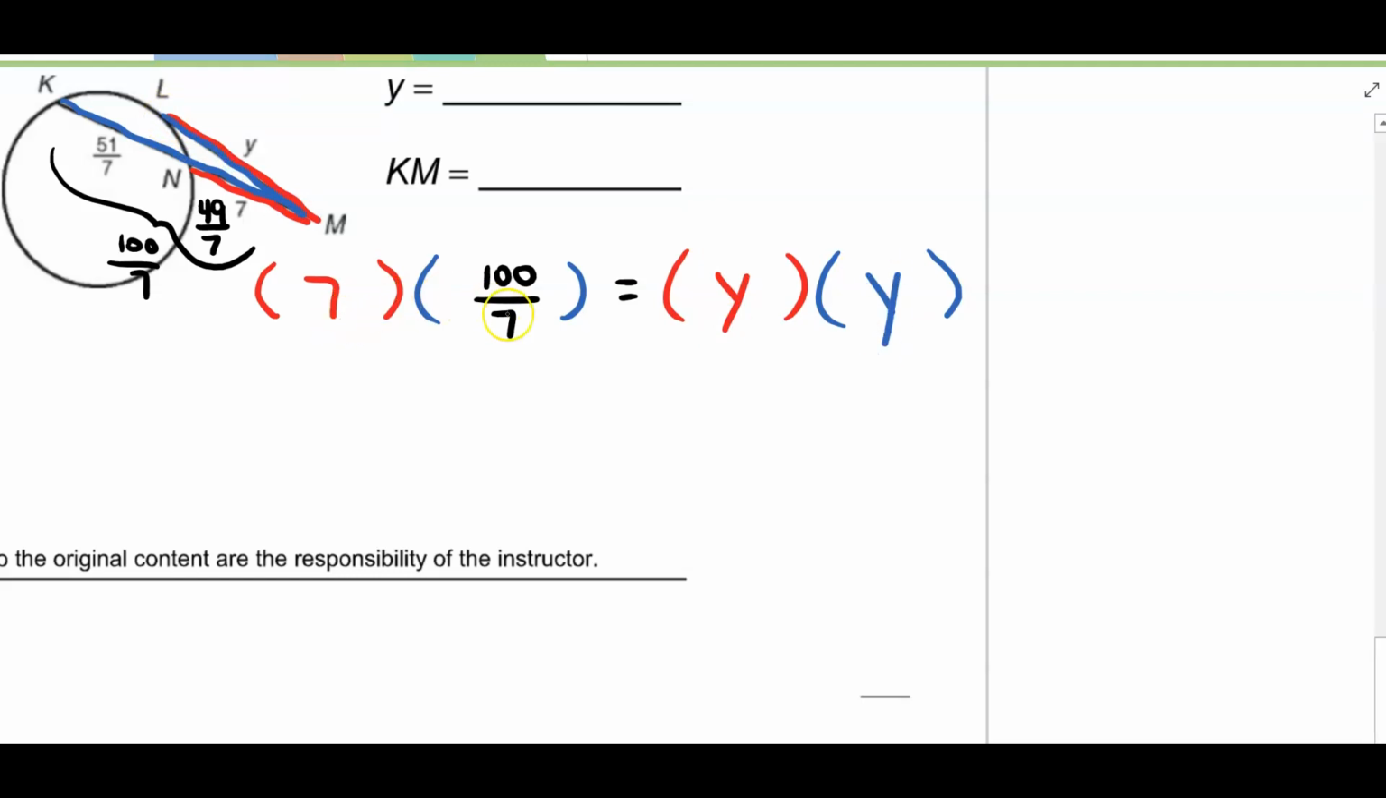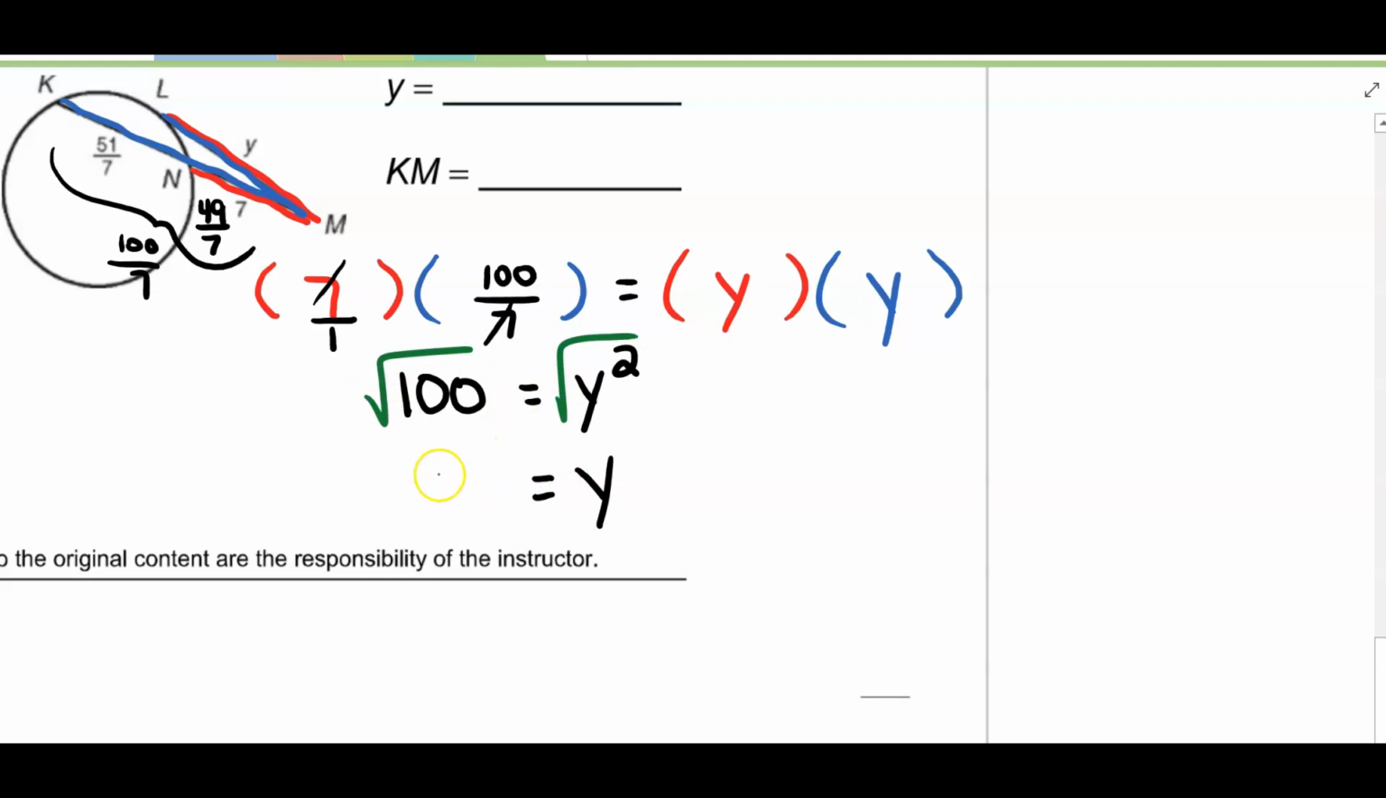So we have 7 times 100 over 7. When I'm multiplying with fractions, I should make them both fractions, because now I realize my 7's cancel. So really, I just have a solid 100. And y times y is y squared. And now in order to solve for y, I take the square root. Square root of 100 is going to be 10.